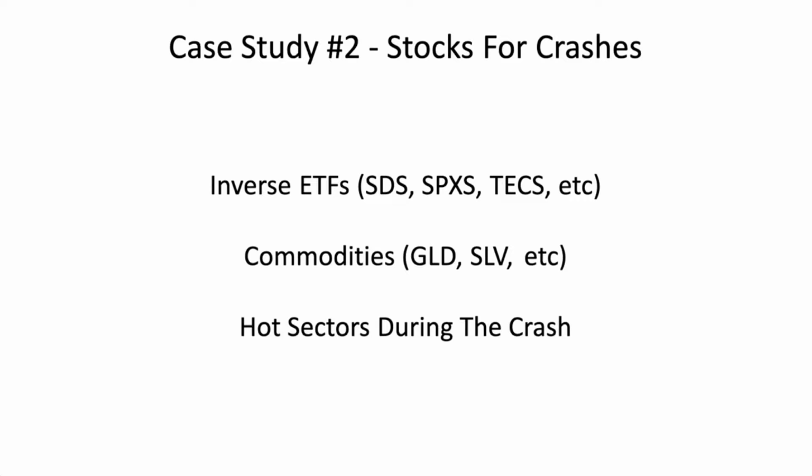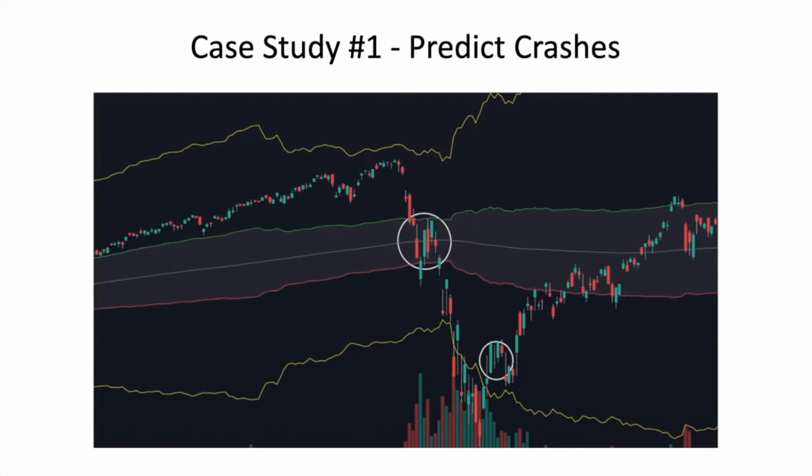Anyways, case study number 2 is stocks for crashes. What is the best stuff to go into during a crash? Your first best option is going to be an inverse ETF. Why is this? An inverse ETF is a great opportunity because it does literally the exact opposite of the market. Every time the market goes up, inverse ETFs go down, but every time the market goes down, inverse ETFs go up. So if we're buying an inverse ETF, then when the market crashes, that inverse ETF will actually go up in value.